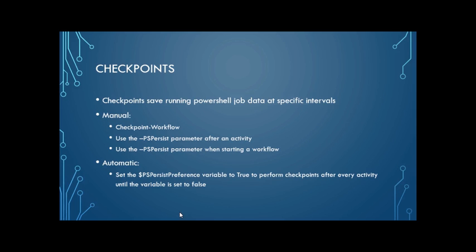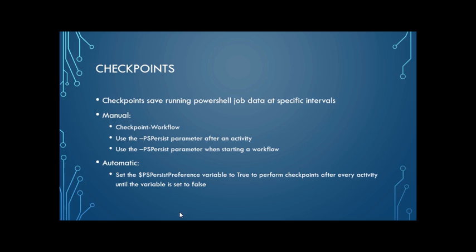Okay, checkpoints. These are a little weird. Essentially, when you're inside of a workflow, you have the ability to take all of the job information about that workflow and write it out to a file on the system. When you write it out to a file, you can kill the machine, you can break it, you can do whatever, and the information will still be there, and you can get it back. There's 4 ways to do it.